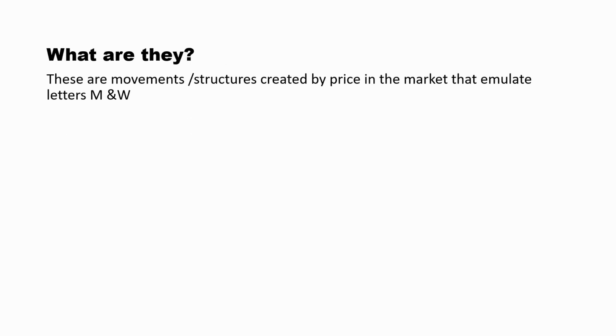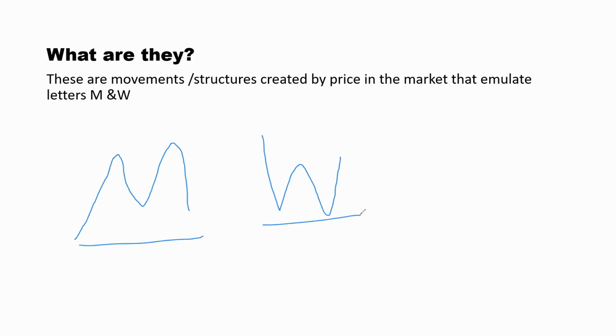Let's first start with what these structures or shapes are. These are simply M's and W's, structures created by the market that look like the alphabetical letters. That's why they're named after those letters. But here's a disclaimer. If someone says that the market has made an M, they don't mean this is the M, right? Most people take this to be an M or this to be a W. In the market concept, this is not a W. It can be a W in the alphabet, but in the markets, this is not an M and this is not a W. We're going to look at that in a short while.